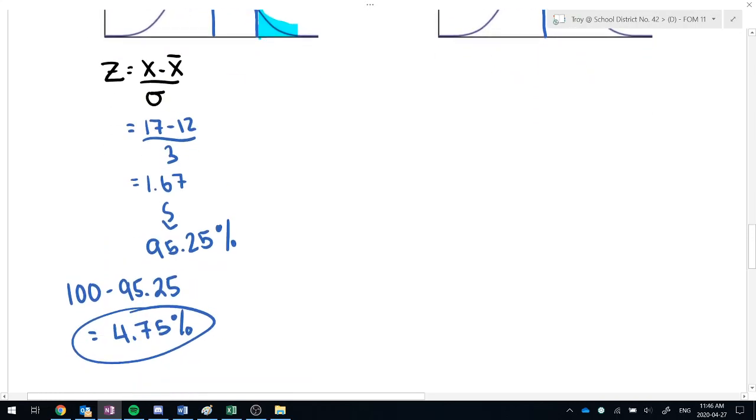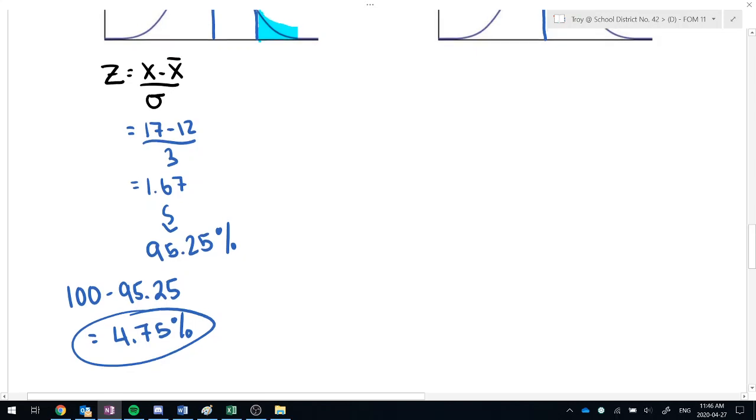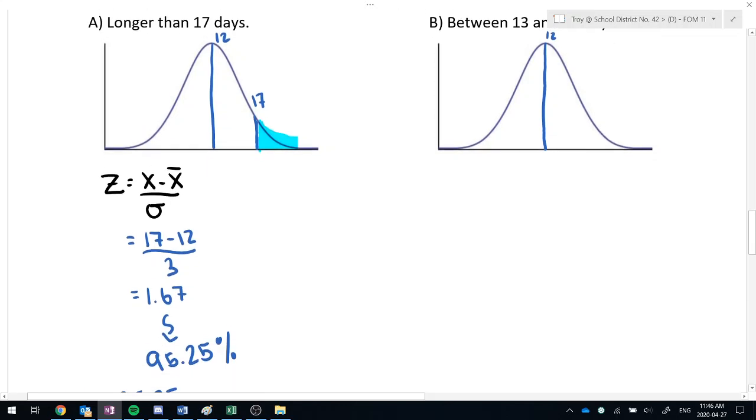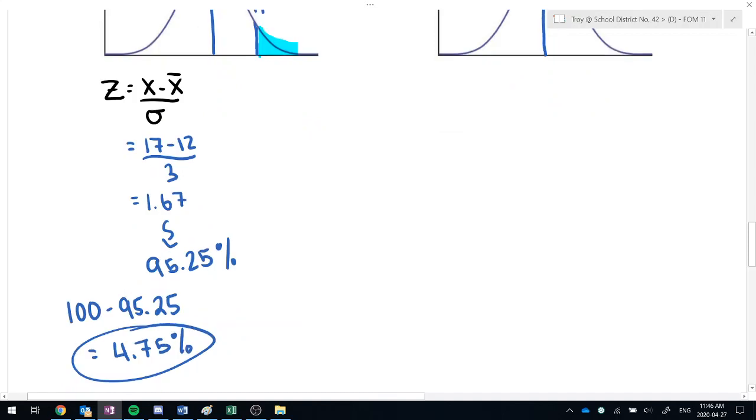And it makes sense, right? Like we said, if the mean duration of the sickness is 12, the chances of you being sick for more than 17, we would expect that to be quite low, right?